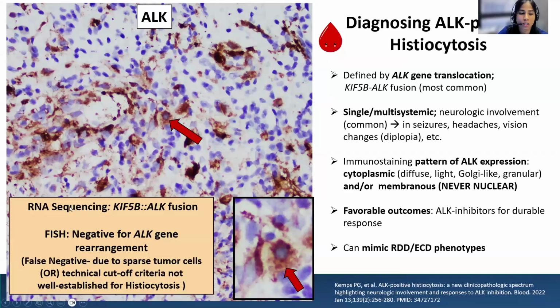So in general, RNA sequencing is preferred over FISH if you have the ability to do sequencing. But it has to be kept in mind the ALK immunoreactivity in these histiocytes is typically never nuclear. It's usually cytoplasmic, could be membranous, or could be Golgi-like staining. The key thing in terms of the clinical course, they show a great response to ALK inhibitors, but clinically they can also mimic Rosai-Dorfman disease. Just like in this case, histopathologically, it was mimicking a Rosai-Dorfman disease, but it can also mimic an Erdheim-Chester disease like phenotype, where the defining diagnosis lies on identification of this ALK gene translocation or fusion by RNA sequencing.